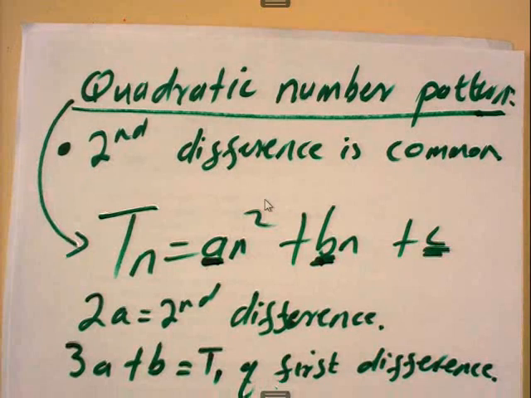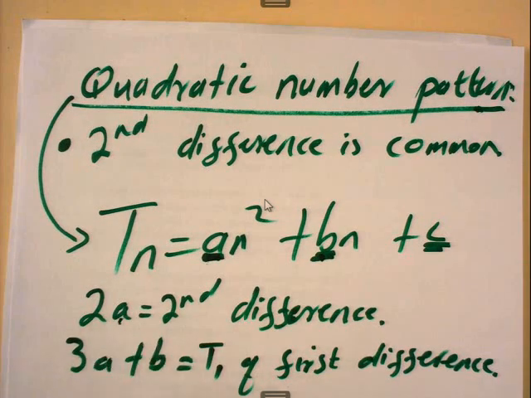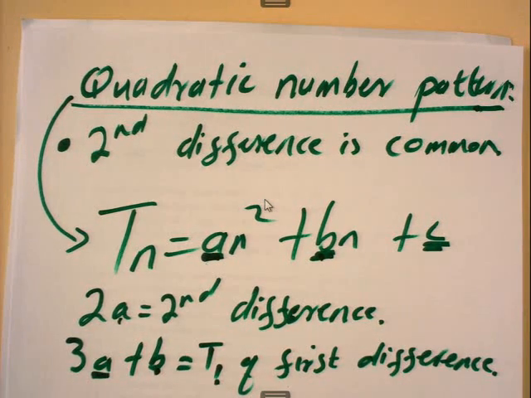That is how we determine. Remember, from this step, we have already determined the value of A. So it's easy for us to substitute A here, and then we can determine the value of B, because the first term of the first difference can also be determined by finding the difference between the given terms.